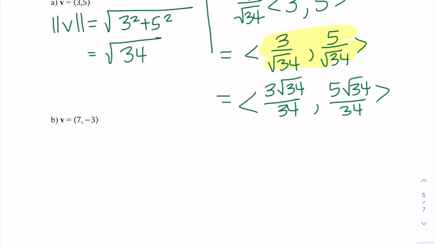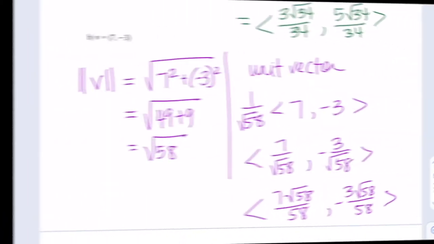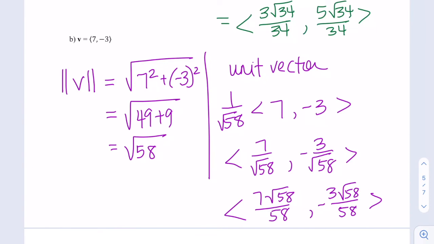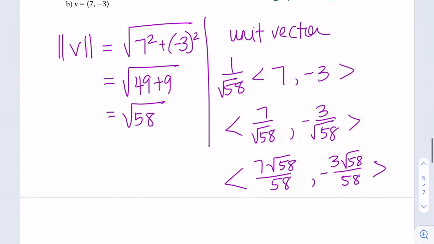Okay, so for the next one, practice finding the unit vector. Pause the video and come back when you're ready. Okay, let's just check your answers. So to find the magnitude, you just use the distance formula. So 7 squared plus negative 3 squared is 49 plus 9, which is square root of 58. You can't simplify that any further. So if we don't rationalize it, it'll be 7 over square root of 58, comma, negative 3 over root 58, and then we can rationalize it as well. So the unit vector in a few different forms there.